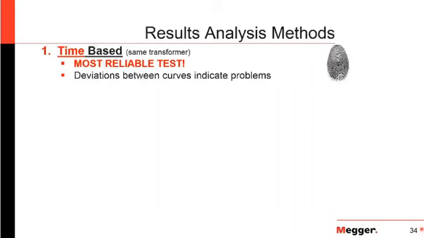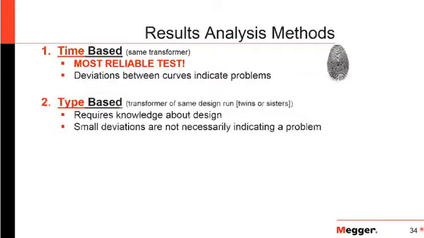Then the next thing is the type-based test. So this is where you have a twin or sister transformer. I have transformer 1 and transformer 2, and if I get a response on transformer 1 and transformer 2 looks the same, okay, these 2 are both in good condition. Now, if there's a little bit of difference, it could be just a slight difference in the manufacturing process, or it could be that there's actually a problem with the transformer. So small deviations don't necessarily indicate a problem, but large deviations you're going to want to look into.